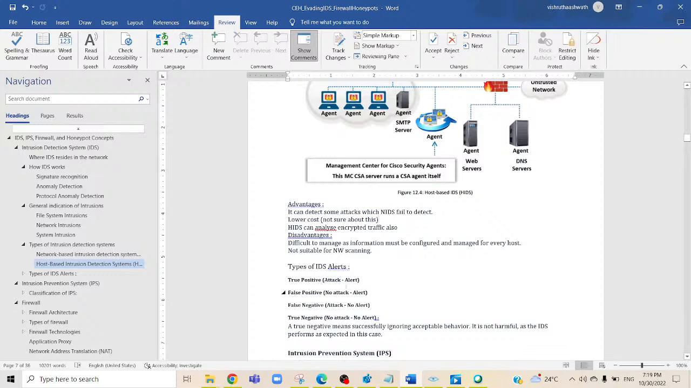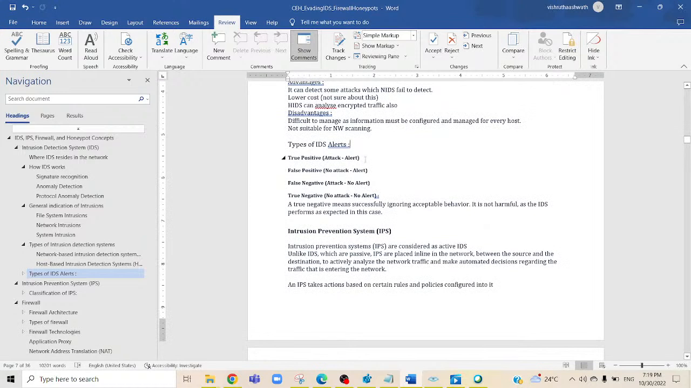What are the different types of alerts? We have true positive, false positive, false negative, and true negative. True positive is when there is an alert and also there is an attack. False positive means there is an alert but no attack. False negative means there is no alert but there is an attack. This is the dangerous one. False negative is more dangerous. True negative means there is no alert and no attack.